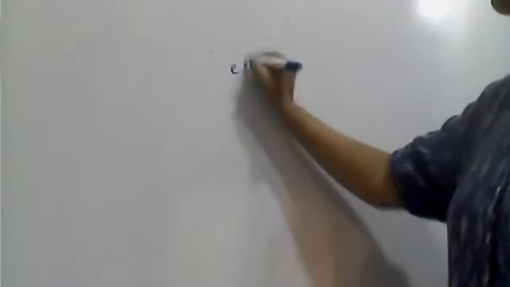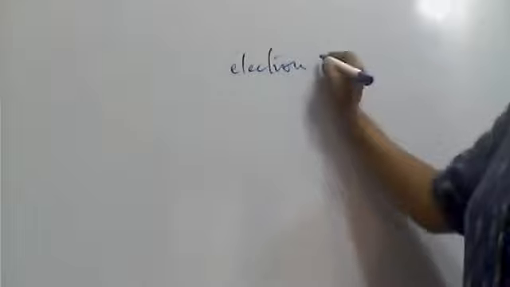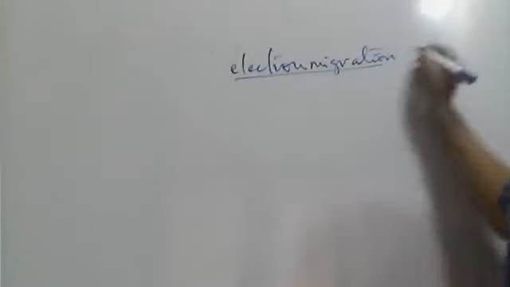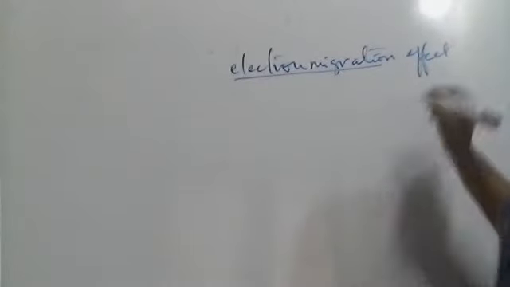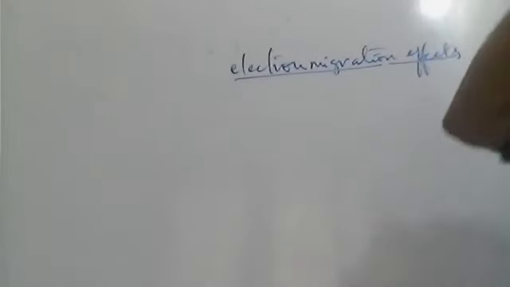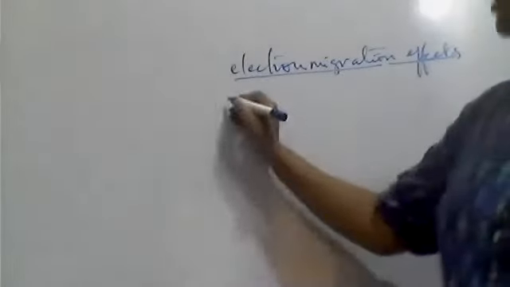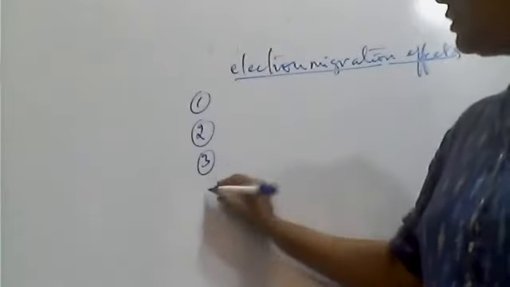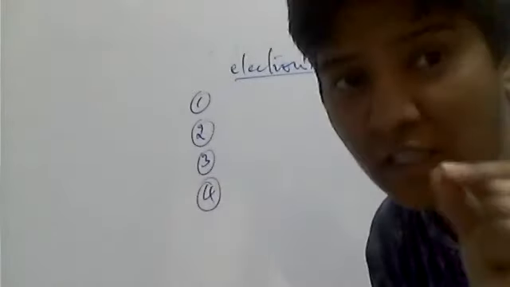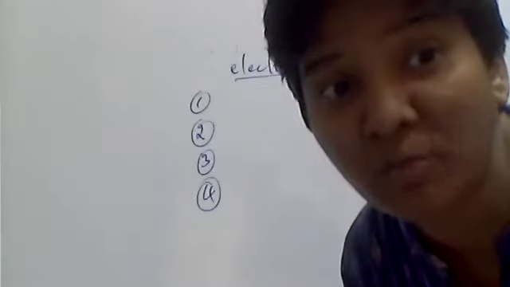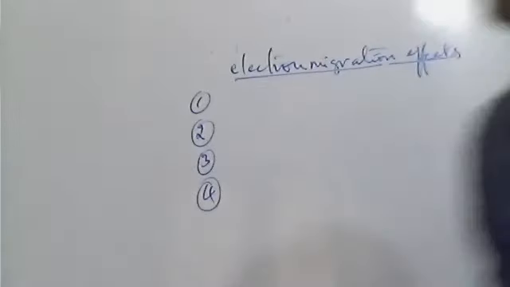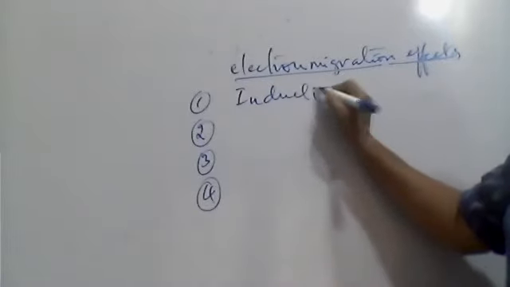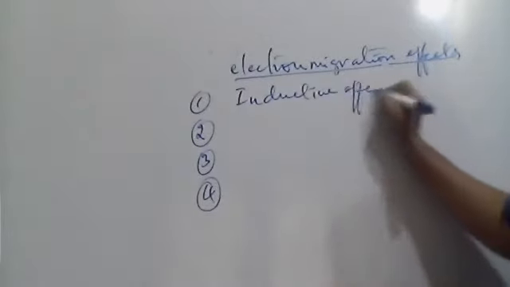Electron migration effects are also called bond polarization or bond polarity. Here you have totally 4. In your book you find 4. But if you see the notes, I have given you one more, the inductomeric effect, with a small line. The first one is the inductive effect.